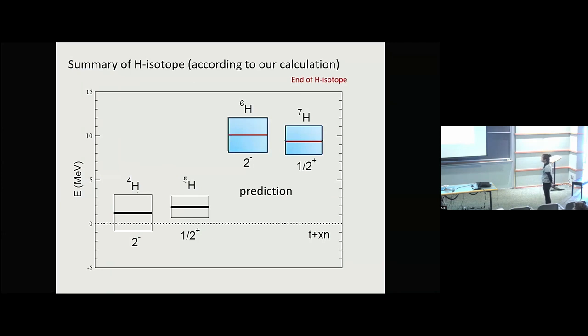We could not measure hydrogen 9, because if we have hydrogen 9, it would be so far away with respect to hydrogen 7. Therefore, we would say this is our prediction: hydrogen 7 is the limit of the heavy hydrogen isotopes.